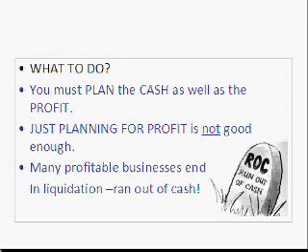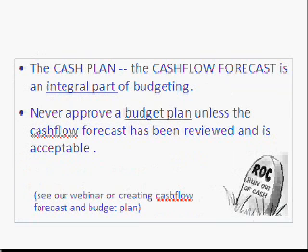What to do? You must plan the cash as well as the profit. Just planning for profit is not good enough. Many profitable businesses, as I have said, run out of cash. Ends up closing. The cash plan. The cash flow forecast is an integral part of budgeting. Never approve a budget plan unless a cash flow forecast has been reviewed and is acceptable.